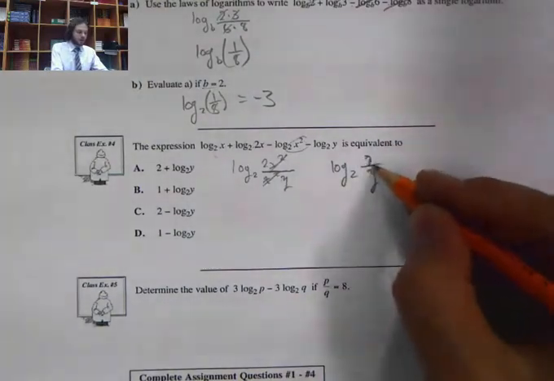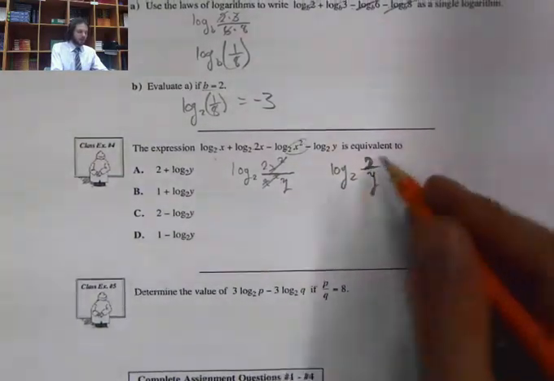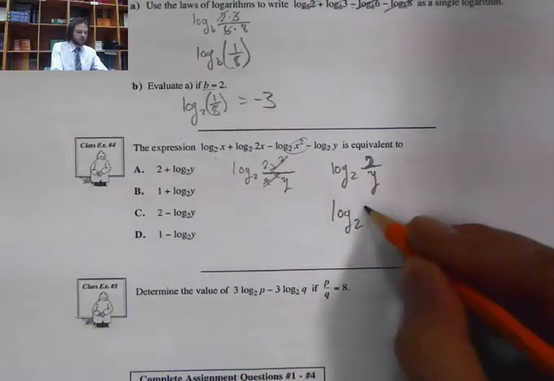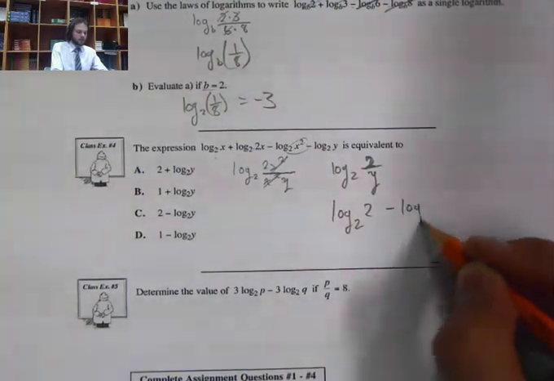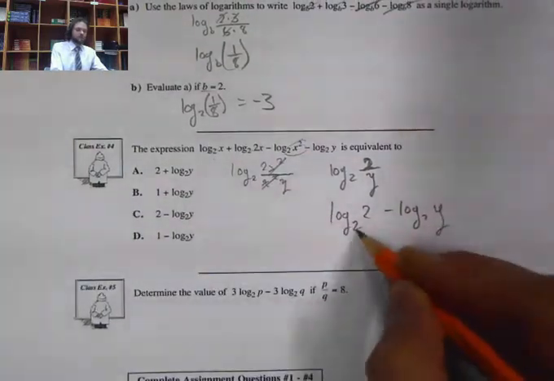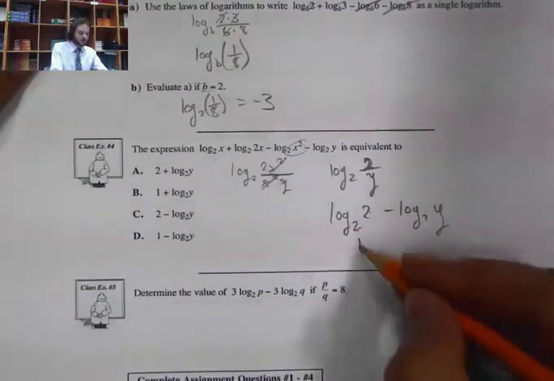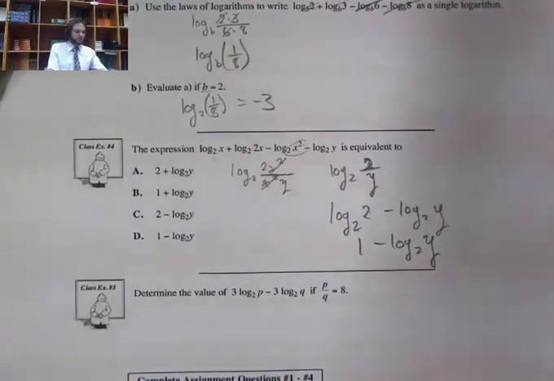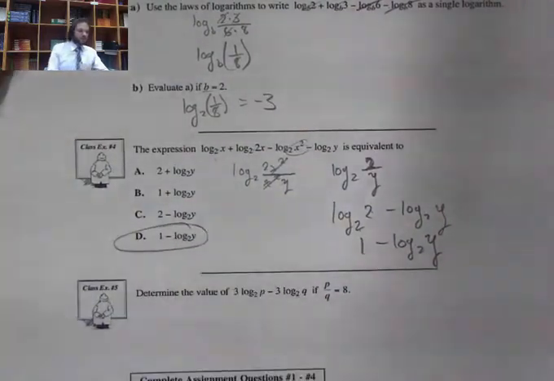Now I'm going to expand this here, okay? Because I look at this, that's not there. So I'm going to expand this. This is the same as log 2 minus log 2y. Now 2 to the power of what is 2? 1. So that's 1 minus log 2y. Is that one there? It's at the bottom. So my answer is D.